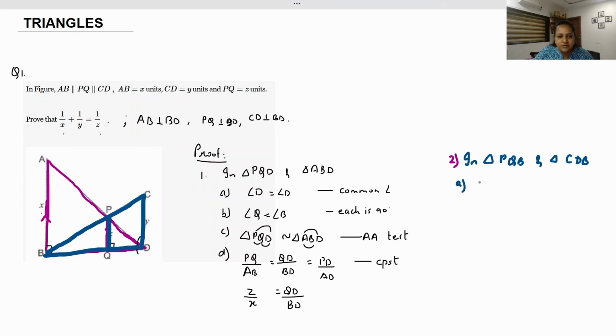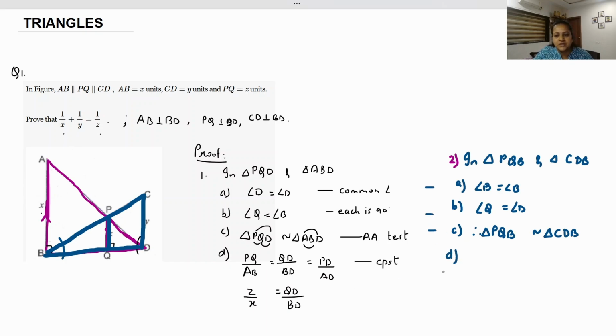What are we going to get? This time which angle is common? This time angle B is common to both the triangles. So we'll write here angle B is equal to angle B, common angle. Angle Q is going to be equal to angle D now because each is 90. So what do we get? Triangle PQB is similar to triangle CDB, again by the AA test. The reasons are the same, that's why I am not repeating it.